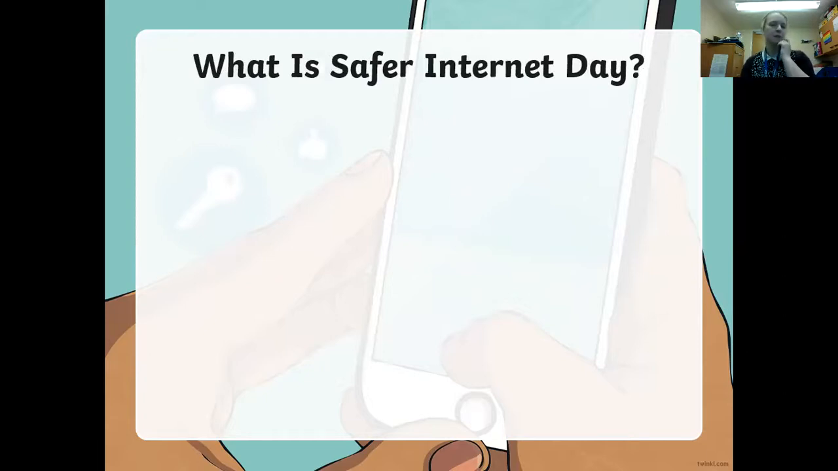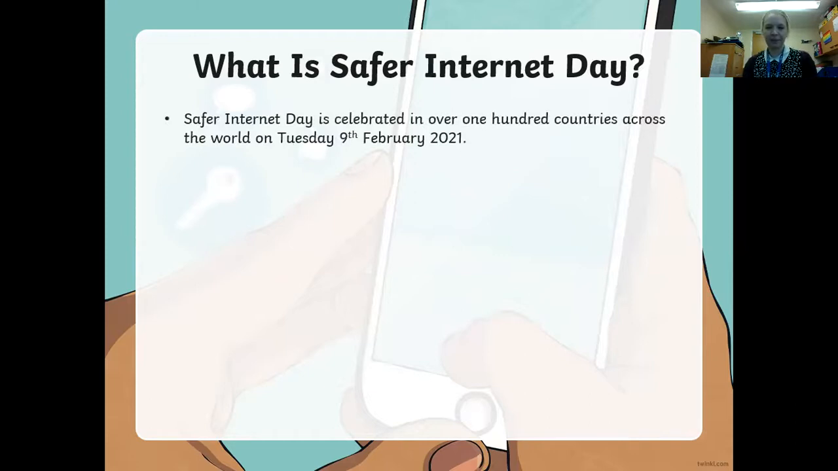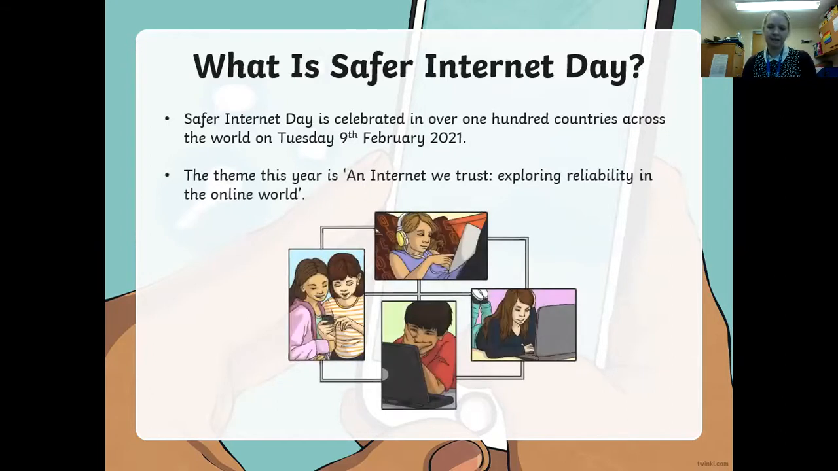So, most importantly, what is Safer Internet Day? It's a day that's celebrated over 100 countries across the world, and where we're in school, we normally think about it in school too. And as I said, they have their theme, thinking about reliability of the online world, because we need to be able to trust what we see and what we hear every day from the internet.